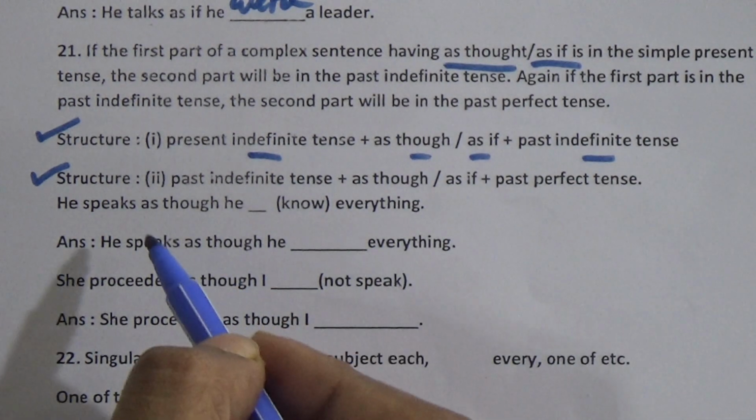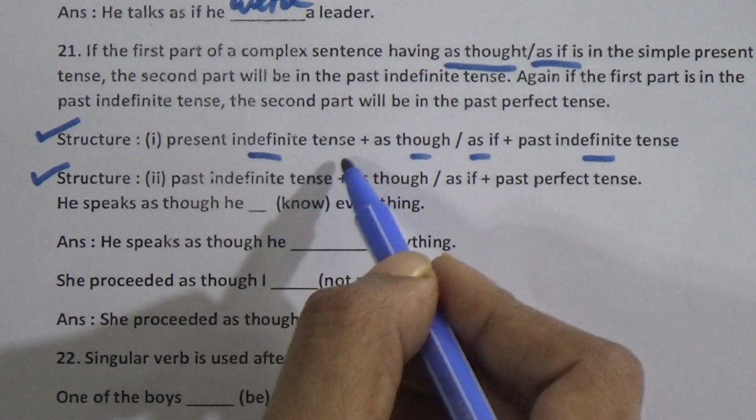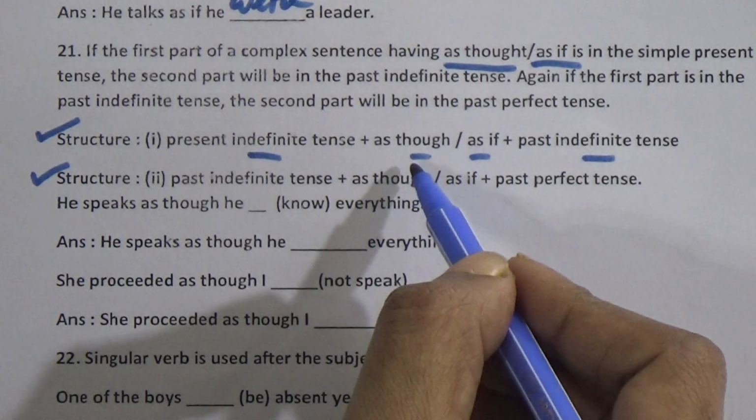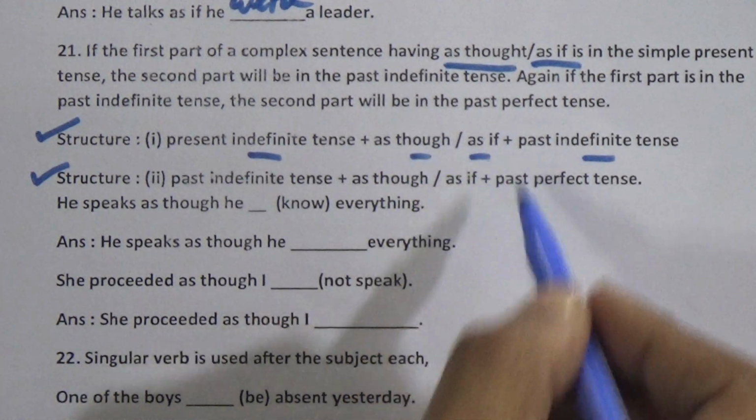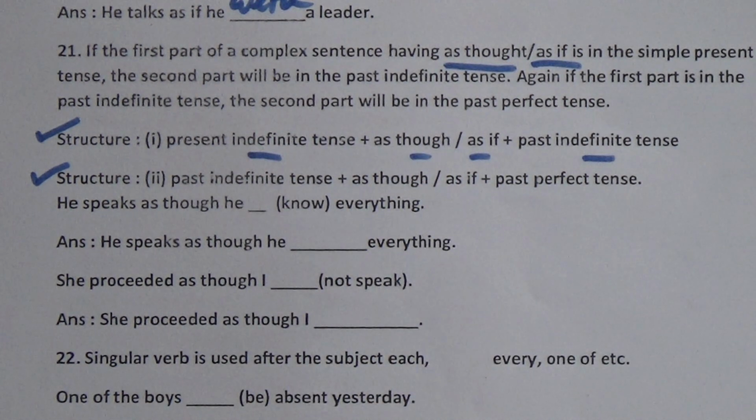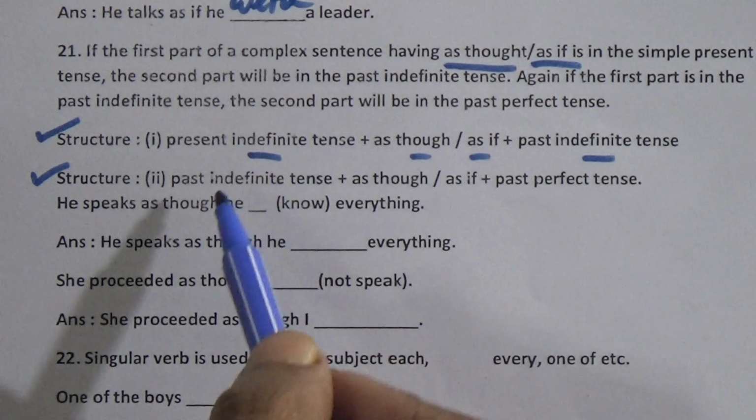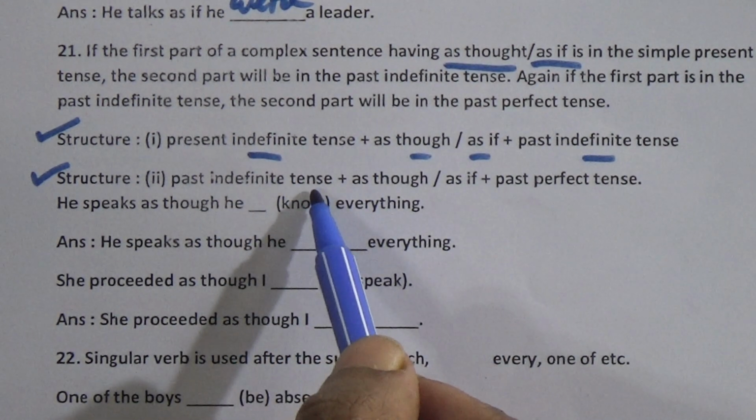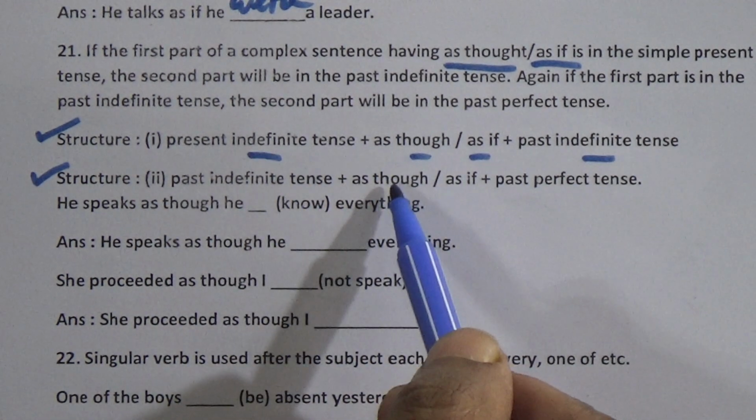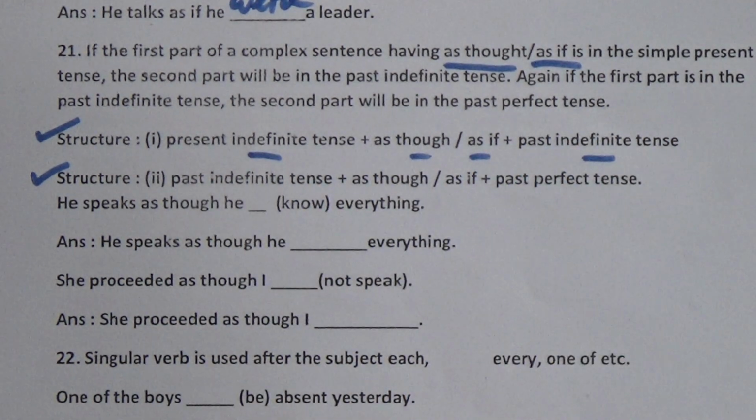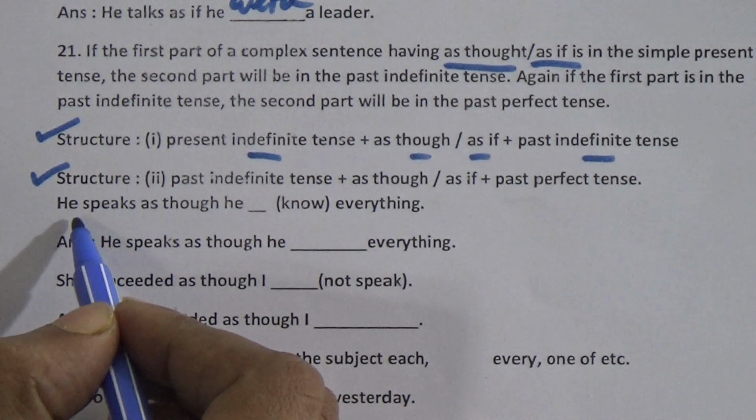That means if you find present indefinite in the first part of a sentence using "as though", "as if", you will write past indefinite in the second part. And if you find past indefinite in the first part, that means in the first clause, using "as though", "as if", you write down past perfect in the second part. So if we take an example, it will be clear.